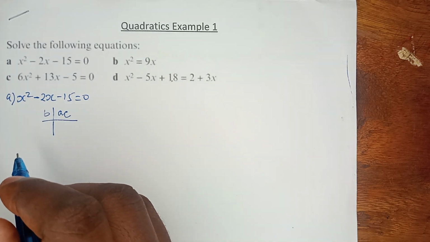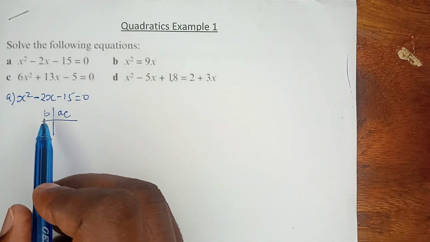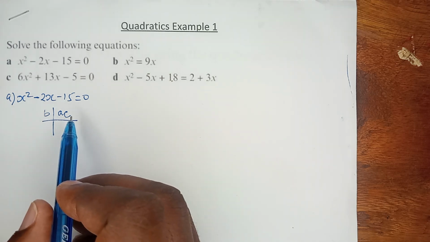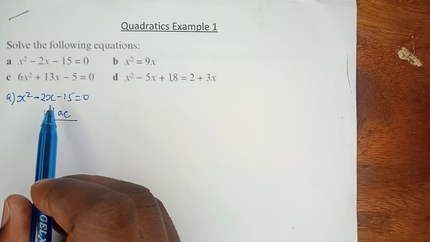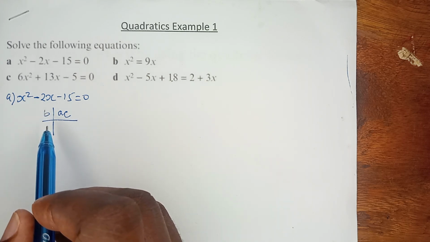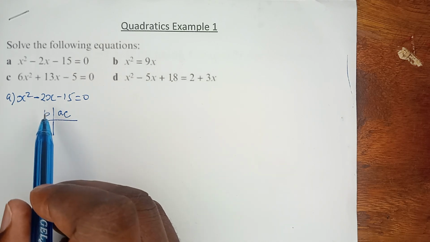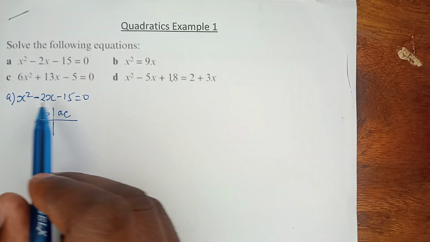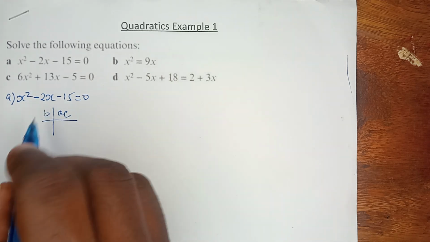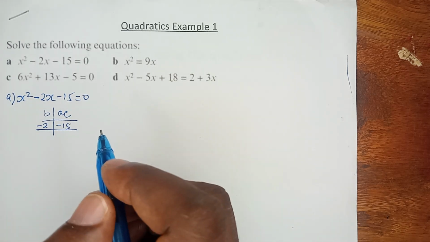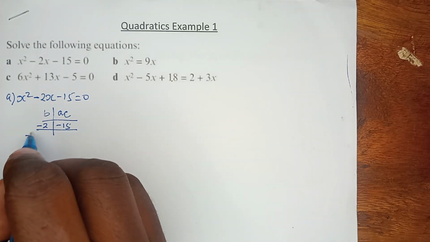We look for two numbers such that when we add them, we shall get B, and when we multiply them, we are going to get C, the product of A and C. And those numbers are just -5 and +3, such that -5 plus 3 is -2, and -5 times 3 is -15, as you can see. Our B is -2 and this is -15. So we have -5 plus 3.